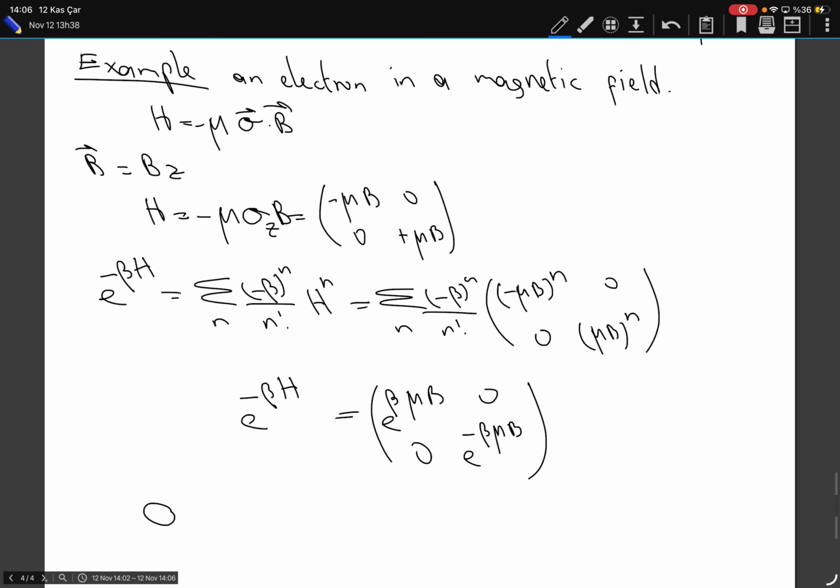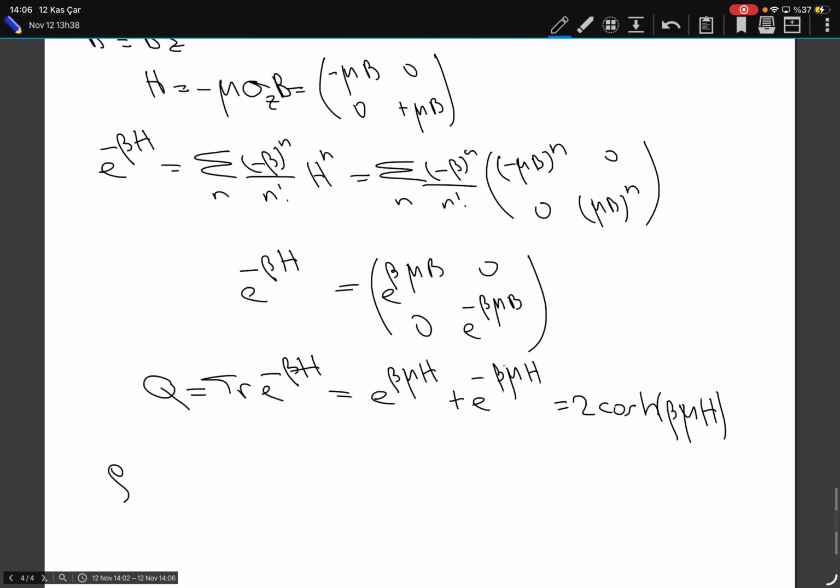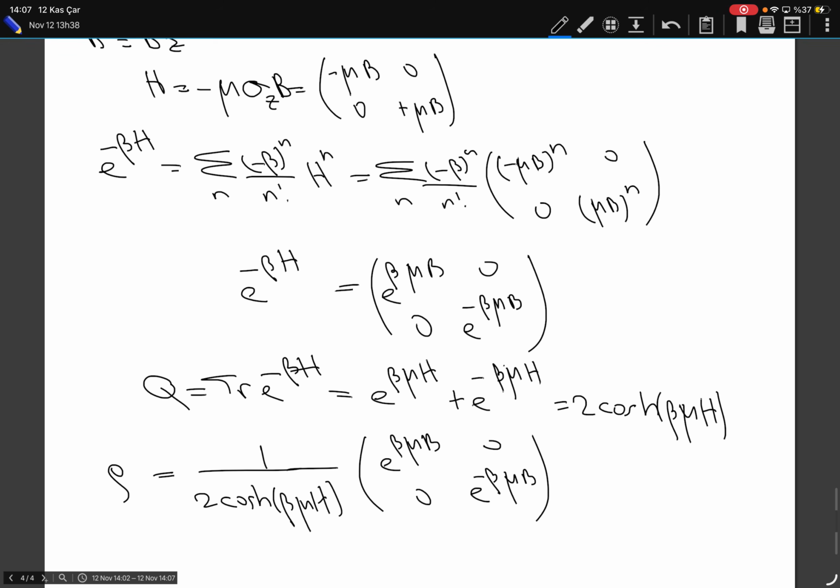The partition function Q or Z is the trace of e to the power minus beta H. Well, the trace is trivial to evaluate now. It's a diagonal matrix already, so it's e to the power beta mu B plus e to the power minus beta mu B, or twice cosine hyperbolic beta mu B. The density matrix is 1 over twice cosine hyperbolic beta mu B times the diagonal matrix with e to the power beta mu B and e to the power minus beta mu B. This is the density matrix.